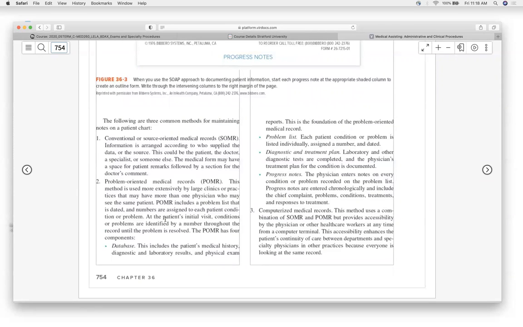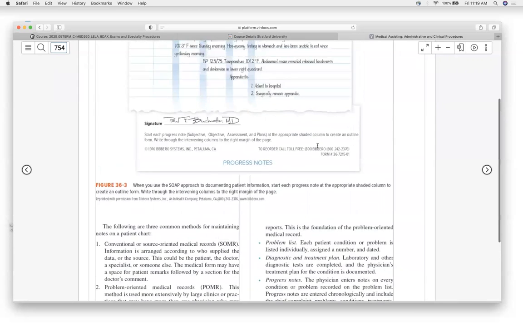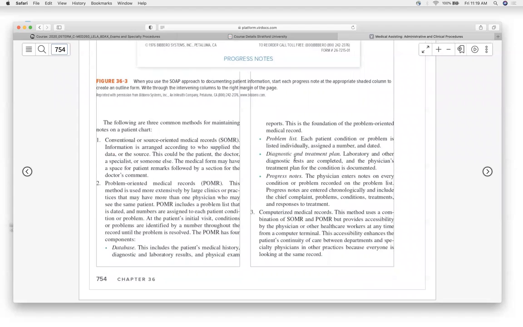It's what they call problem-based, right? So they have a database, which is, of course, patient history, lab results, and whatnot, right? Then they have the problem list. And just like the diagnosis up here in SOAP notes, the diagnosis and the problem list is numbered 1, 2, 3, 4, 5, or however many problems or diagnoses they have. Whatever's on the top of the list is the most pertinent. Whatever is at the bottom of the list, I'm not paying attention to as much.